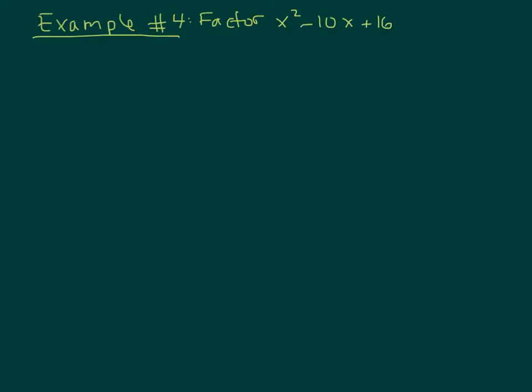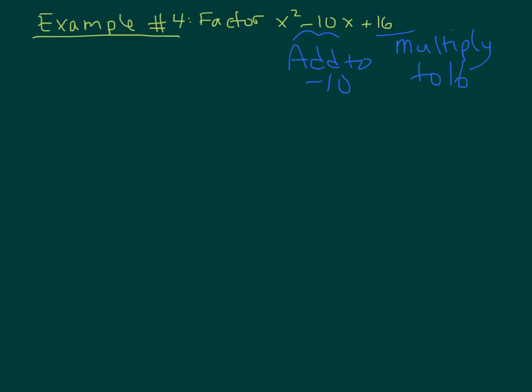So this is another problem similar to number 3. Go ahead and try it on your own. Pause it and try it. So for this one, once again, we have a negative and a positive. We want things to add up to this middle number, so we want them to add to -10. We want things to multiply to our constant term, so we want them to multiply to +16.